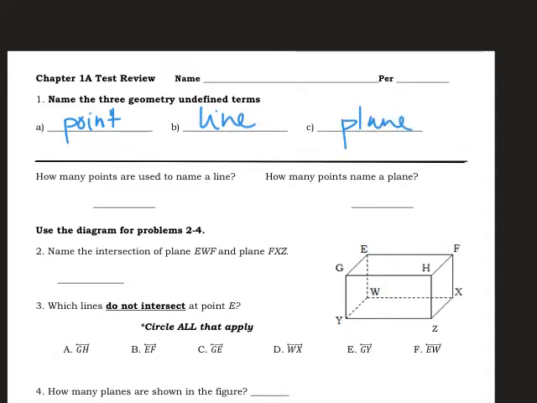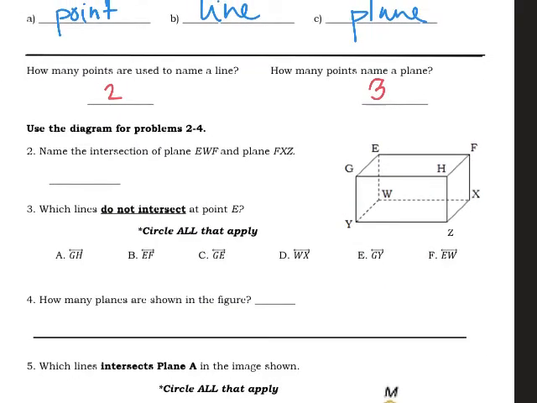The next one. How many points do we use to name a line? Two. Good. 2 points. How many to name a plane? 3. 3 points. You can use the one letter in the corner, but if you were talking in regards to points, it should be 3.